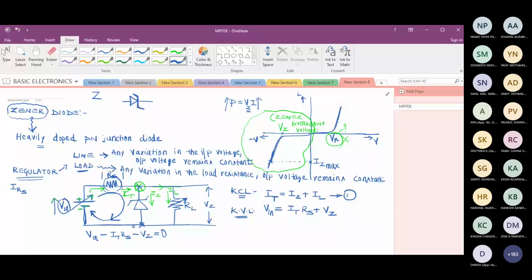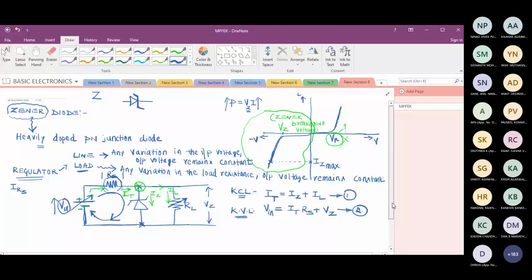Any doubts in this? Awesome. So can I write this as equation number 2? Now we will start. We'll start the analysis. We have got two equations. These two are enough. We'll do the analysis now. I'll write analysis.